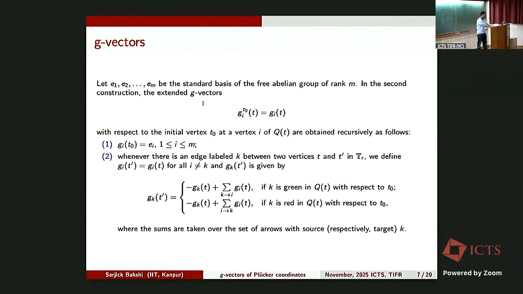So in the initial seed, we declare the G vectors of the cluster variables to be the standard basis. And then we define a mutation rule, very much like what we define for cluster variables. So it's really mutating at one vertex, and in every other vertex, the G vectors remain the same. It's like minus g_k^T plus the summation of g_i^T, where the sum is over all the vertices k to i, if k is green, and if it is red, it's from i.